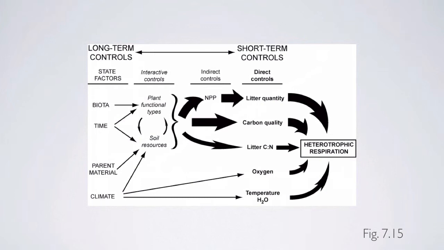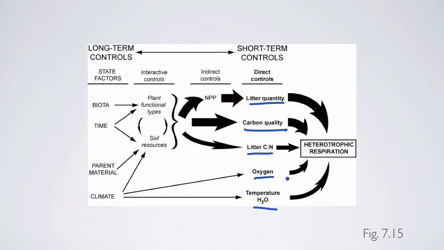Now, this is a summary diagram to take a look at state factors and interactive controls, those proximal and distal controls on heterotrophic respiration for ecosystems. If we work our way backwards again, the size of these arrows has to do with the relative influence on heterotrophic respiration. So the direct controls are litter quantity, how much litter is produced, which then is available to be decomposed, and the quality of that litter. High quality litter, more respiration. In addition, litter C to N is important for determining heterotrophic respiration also.